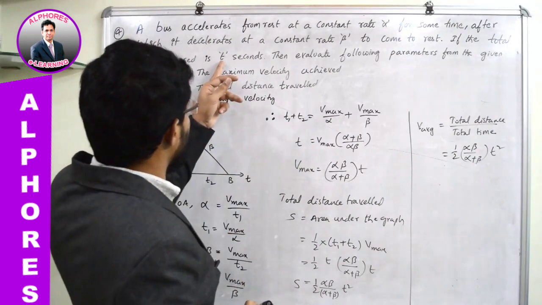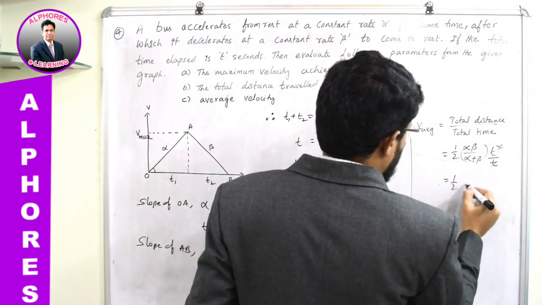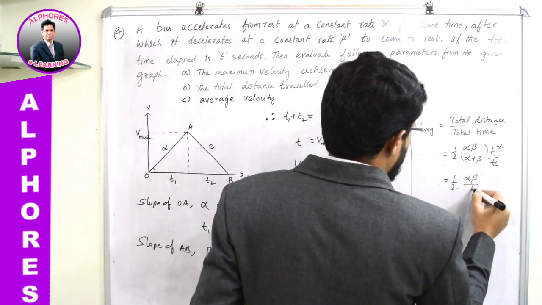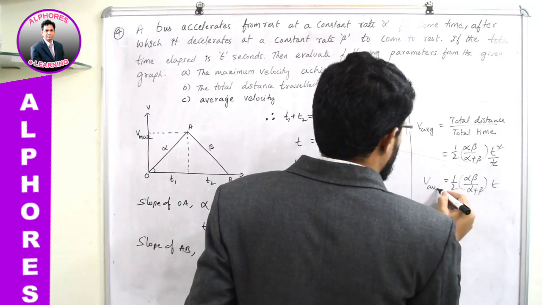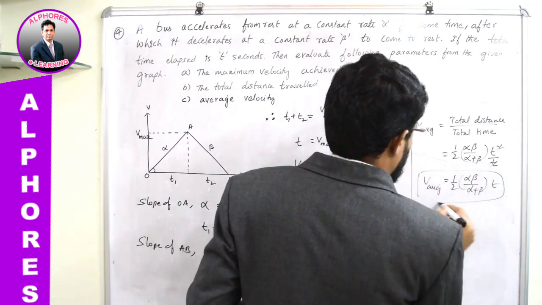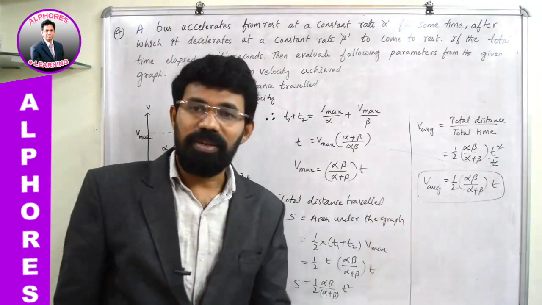Total time elapsed is how much? T. So when you divide by T, T gets cancelled, and finally you are left with half into alpha beta by alpha plus beta into T. So this is the expression for average velocity. So that's how you can find out maximum velocity, total distance traveled, and average velocity.